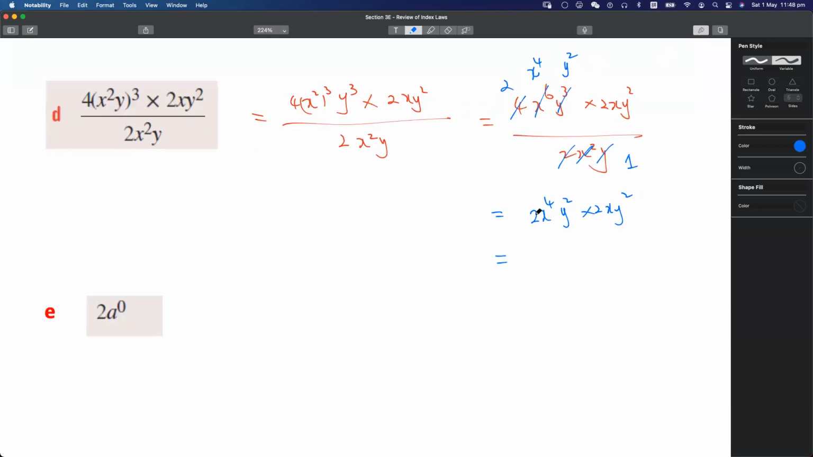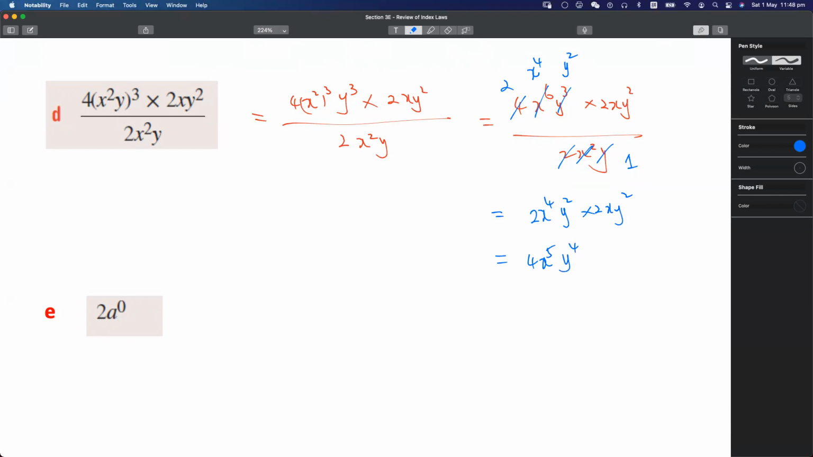Oh, actually, one more step. We're going to combine them. 2 times 2 is 4. x to the power of 4 times x is 4 plus 1, 5. And y squared times y squared is 2 plus 2, 4.